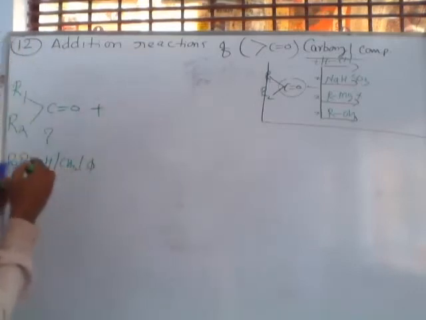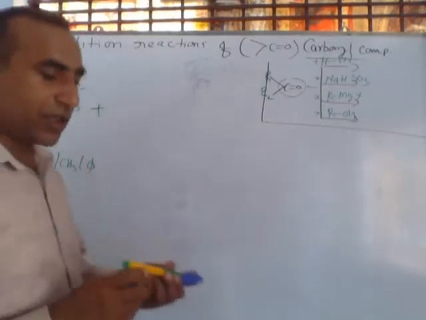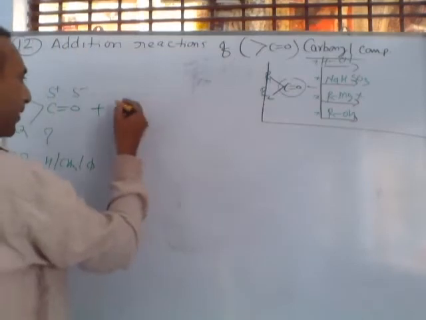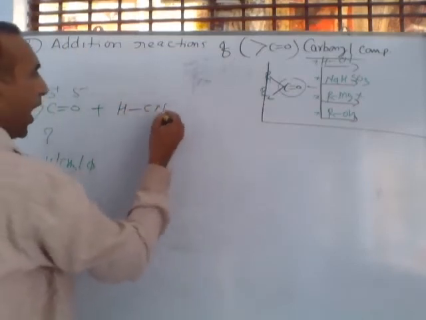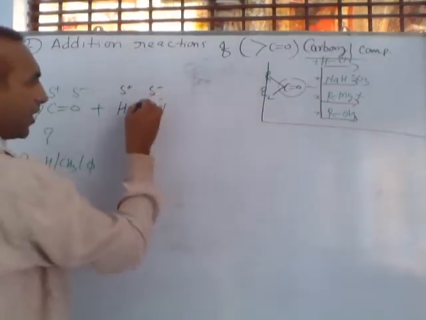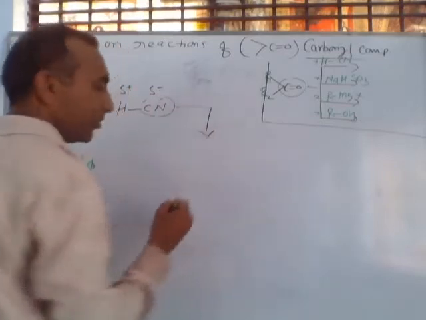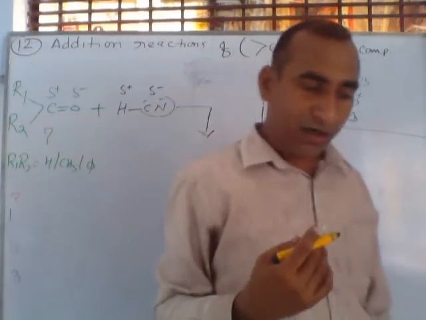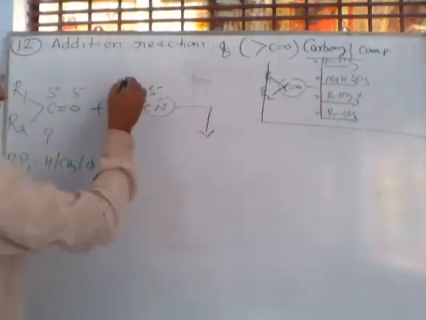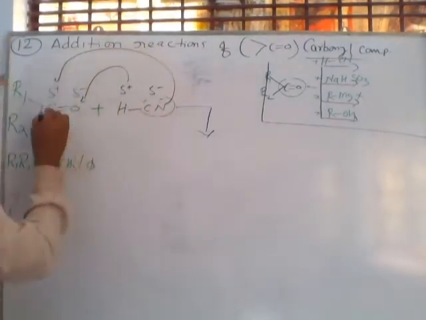Here you know this carbon is partial positive and this oxygen is partial negative, because oxygen is more electronegative than carbon. And this molecule is hydrogen cyanide. Hydrogen is positive and the CN group is negative. So this is polar and this is again polar, and polar molecules add on each other on the basis of their different charges. Hydrogen positive will join here and cyanide negative will attack the carbon.